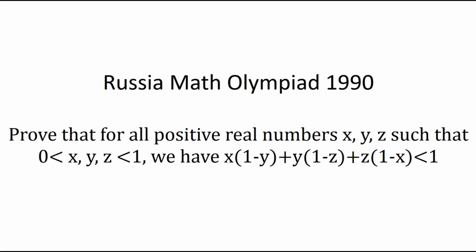Prove that for all positive real numbers x, y, and z, such that x, y, and z are greater than 0 but smaller than 1, we have that x times (1 minus y) plus y times (1 minus z) plus z times (1 minus x) is smaller than 1.